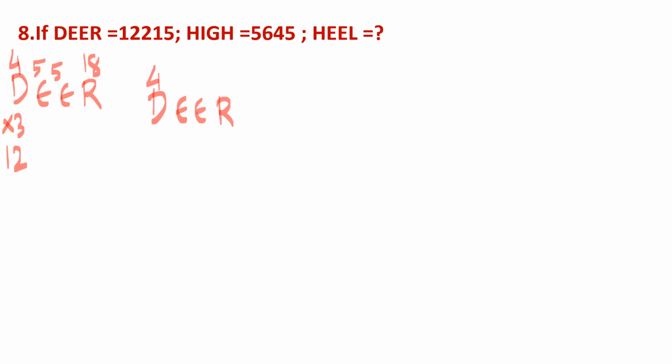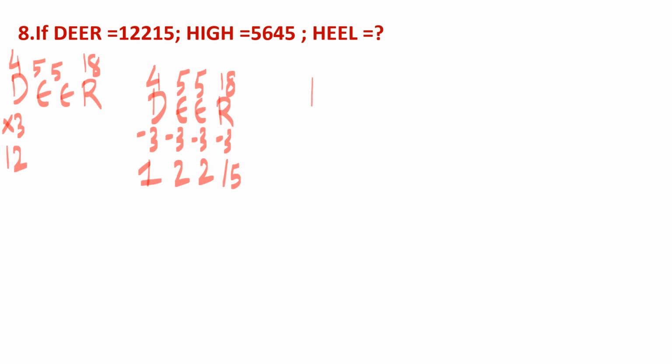D is 4. So 4 minus 3, that is 1. Next 5 minus 3, that is 2. Again 5 minus 3, that is 2. 18 minus 3, that is 15.